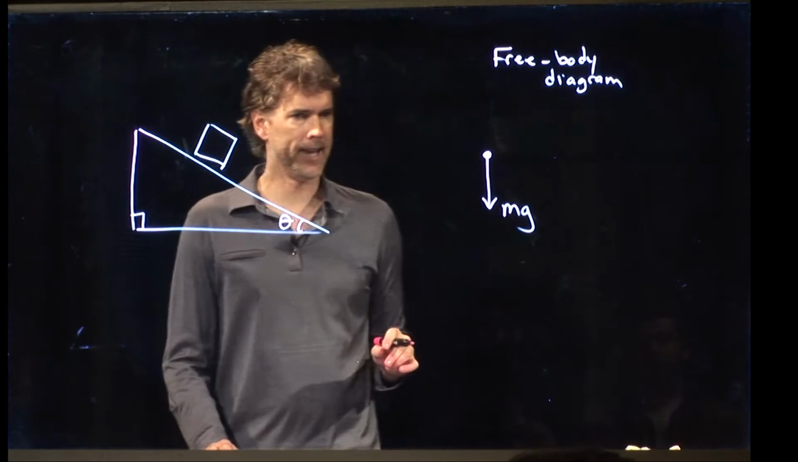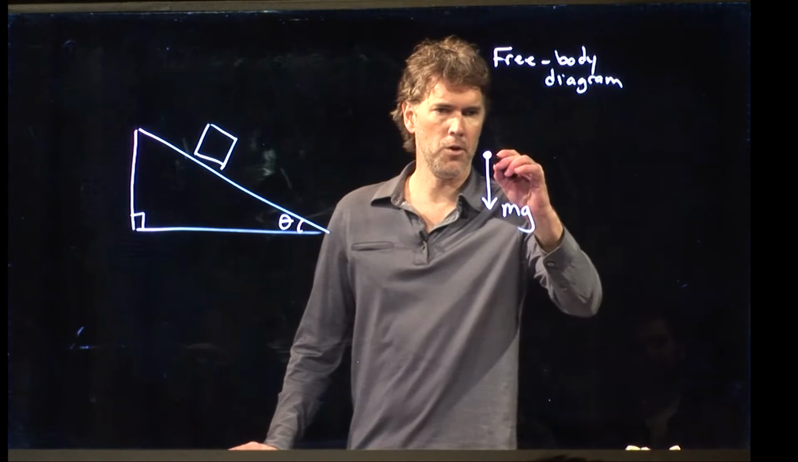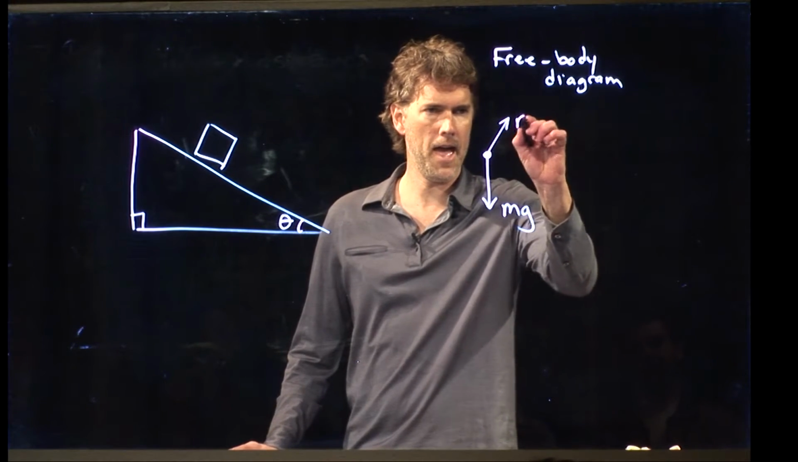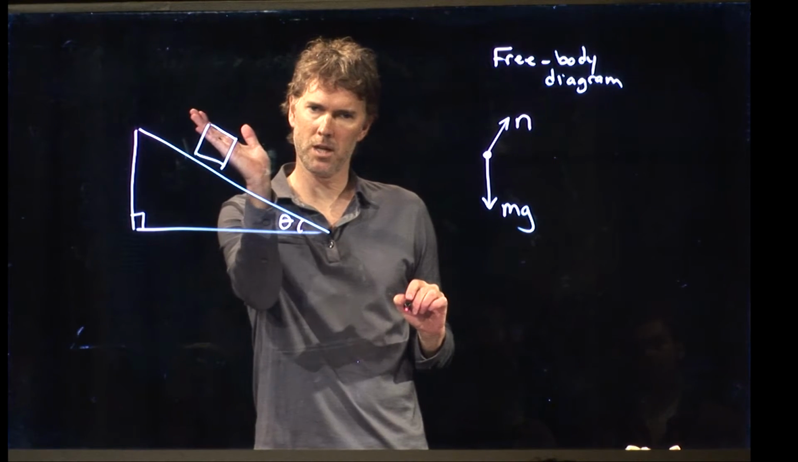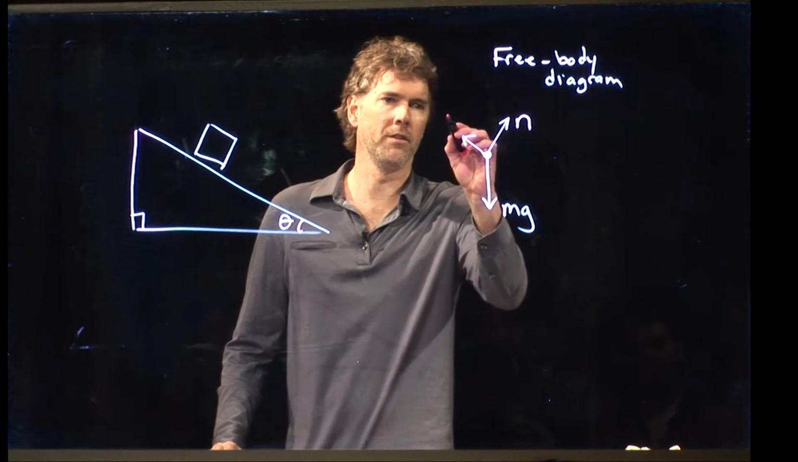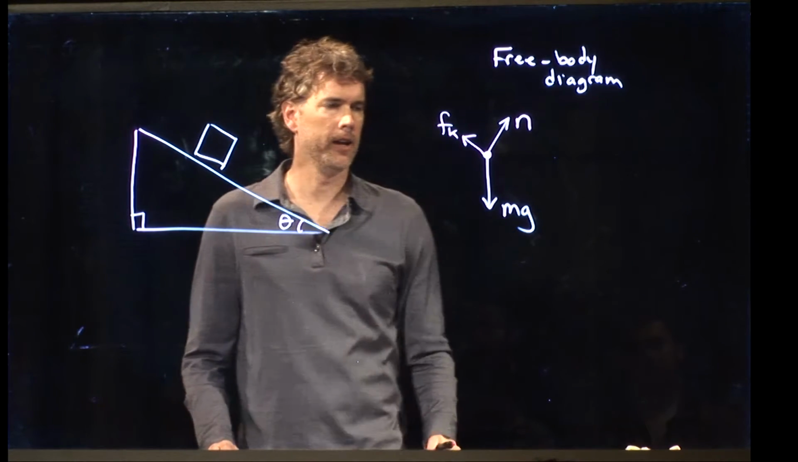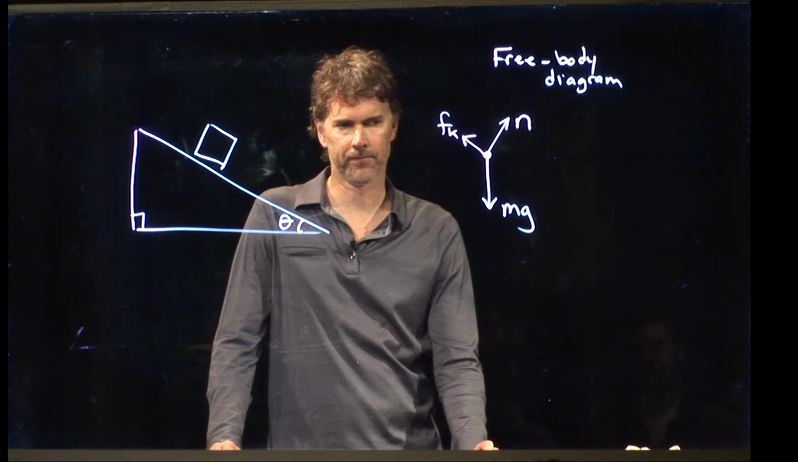Gravity is straight down. Gravity has a force of mg. There is a normal force, N, from the incline pushing on the box. And there is a frictional force, F sub k. If the box is sliding, then it is a kinetic frictional force.